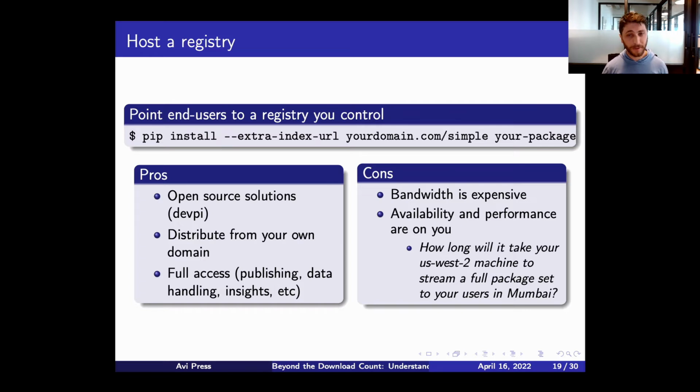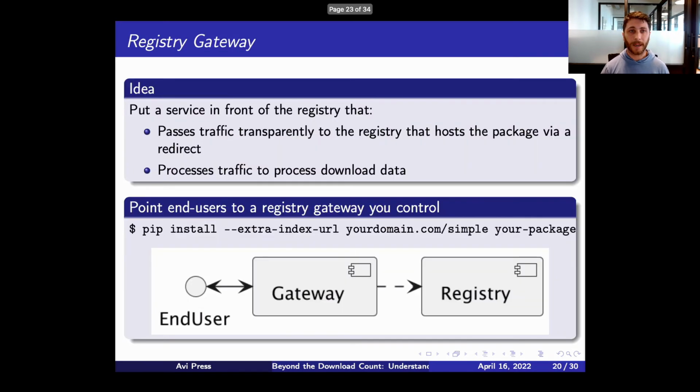Keeping things available for those users at all times is also not trivial or cheap. But another idea that can be put forward here is a registry gateway. The core idea is that we put a service in between the end user and the registry, something sitting in the middle, passively passing the traffic on to wherever it needs to go, but capturing some of the information of the traffic that flows through.